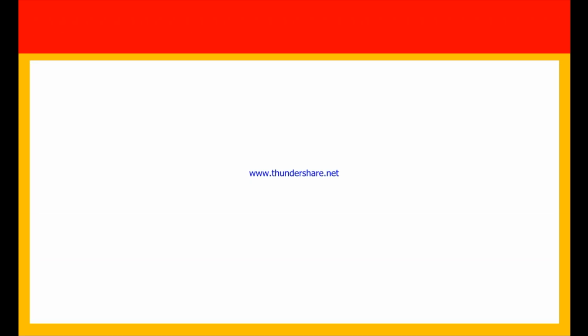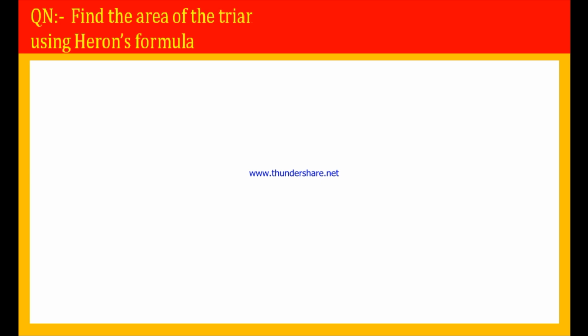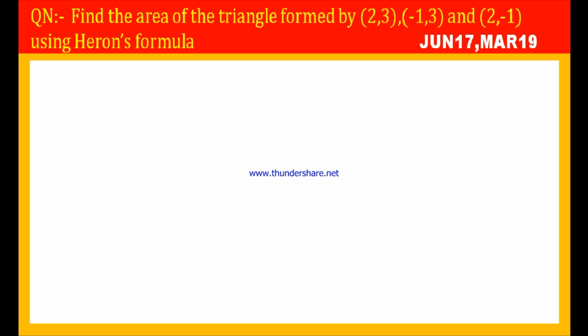Another question. Find the area of the triangle formed by the points (2, 3), (-1, 3) and (2, -1) using Heron's formula. I shall repeat the question. Find the area of the triangle formed by the points (2, 3), (-1, 3) and (2, -1) using Heron's formula.